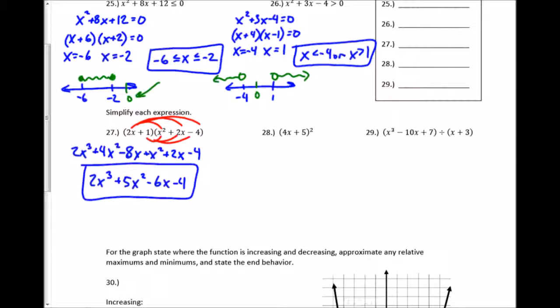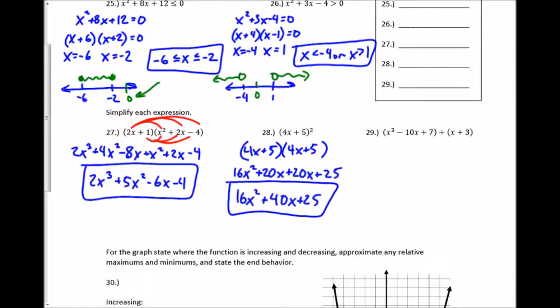The next one, if we want to square this thing, that means we're doing 4x plus 5 times itself. And when you do that, you have to FOIL this out. You have to multiply it out. You can't just square each piece. You got to distribute here, which gives me 16x squared plus 20x plus 20x plus 25. And if you just square each piece, you'll end up with the first term and the last term, but you'll miss these two in the middle. And those two in the middle are kind of important because they give us a 40x. Okay, so make sure you multiply it by itself.